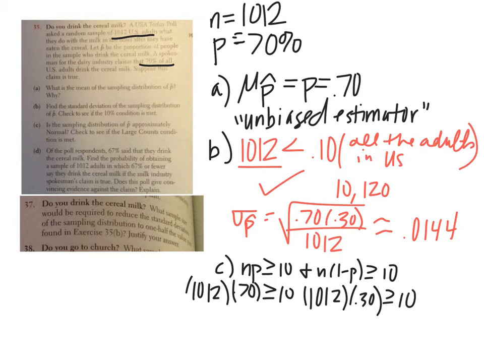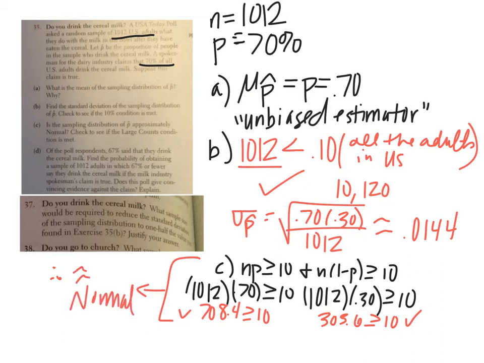Okay, so I can calculate both of those. This is 708.4, which is indeed greater than 10. This is going to be smaller since it was only 30%, but it was such a large sample size, it's okay. This is greater than 10. And so I can say, therefore, this is approximately normal.